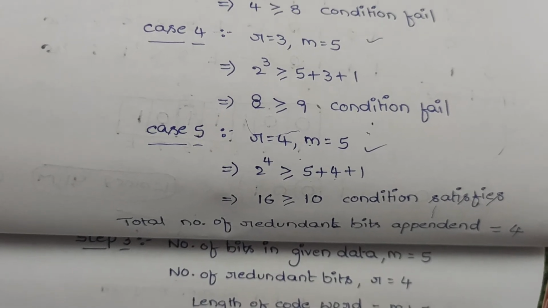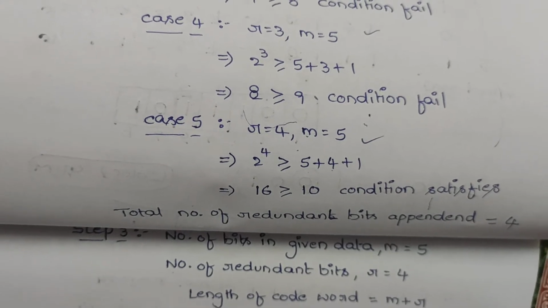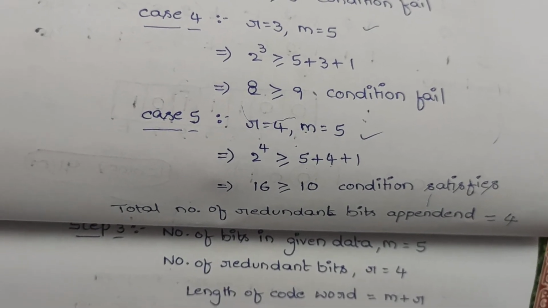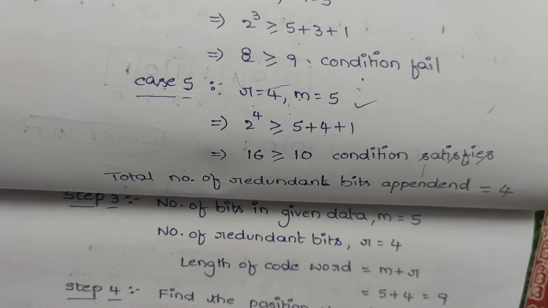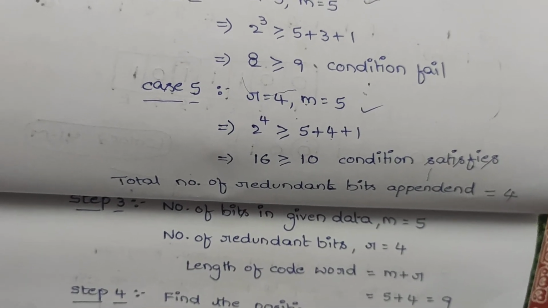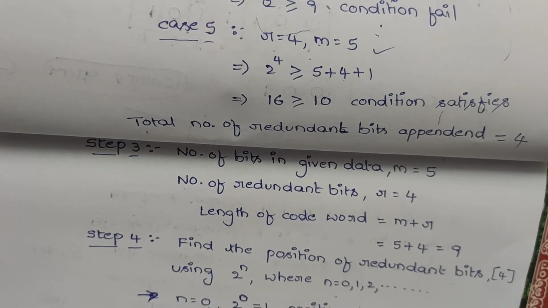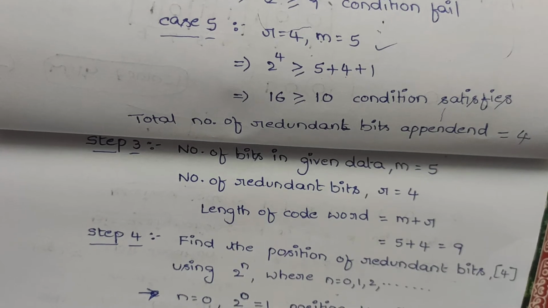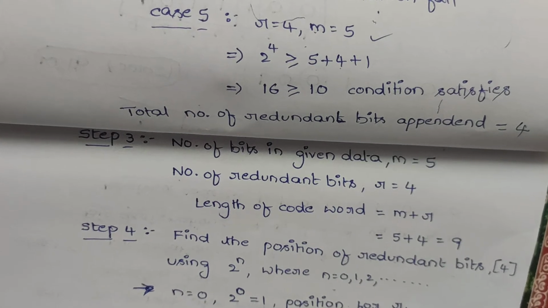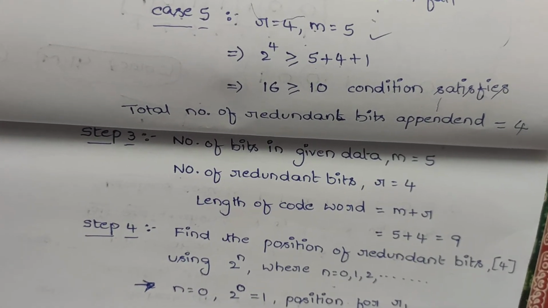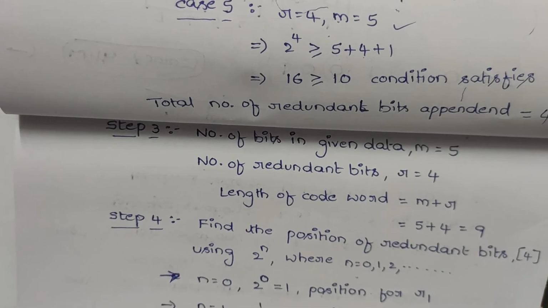Now move to the next case, that is the fifth case, r is equal to 4 and m is equal to 5. So here 16 is greater than or equal to 10. That means the condition is satisfied. So the total number of redundant bits appended is equal to 4. In step 3, we write down the number of bits in the given data, m is equal to 5, and the number of redundant bits we need to append, r is equal to 4. Now the total length of the Hamming code word is equal to m plus r, that is 5 plus 4, which is equal to 9.